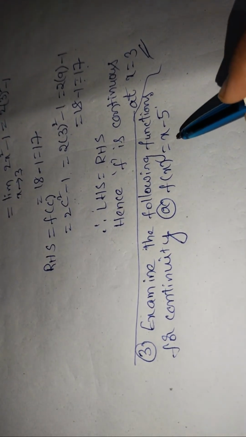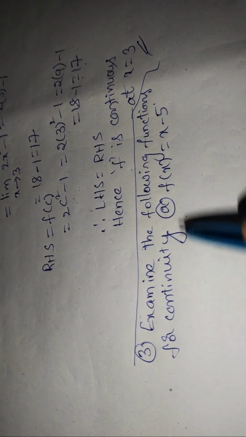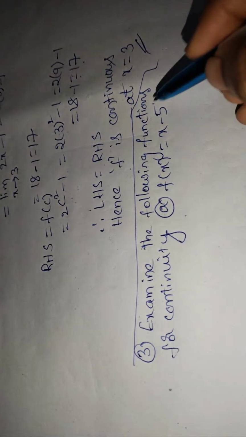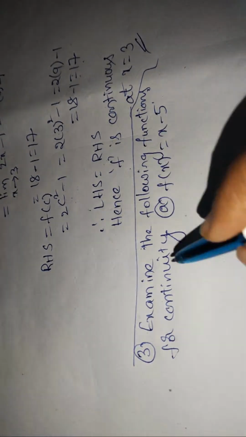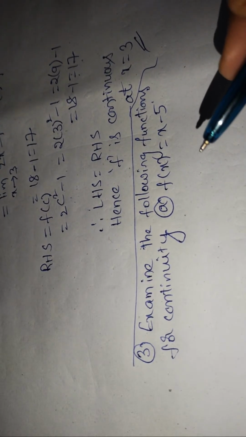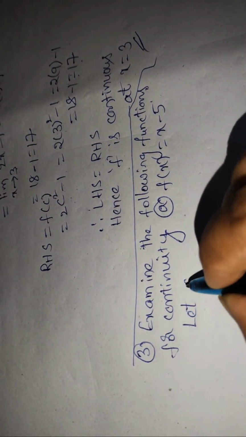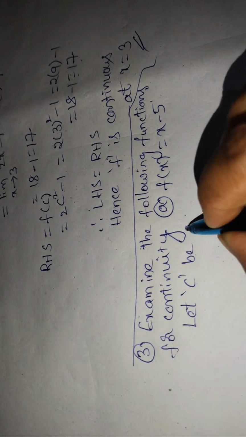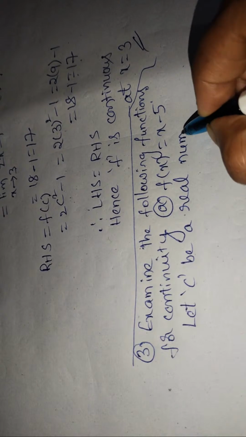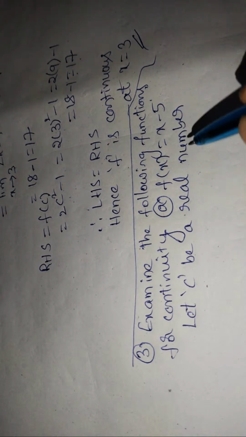Now, for this function, we are going to see whether it is continuous or not. First, we write the formula. Actually, they didn't give the point here. They didn't give c value. In this question, they didn't provide c value. But we will check the continuity for all real numbers. So let c be a real number. I will consider here real numbers.